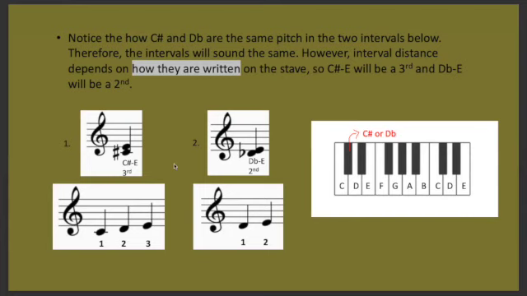However, interval distance depends on how they are written on the stave. So C sharp to E will be a third because, again, we can get rid of all the accidentals and write out C to E with all the notes in between, and that would be a third. And in the second example, if we write out D to E, ignoring the accidentals, we get a second because there are 2 notes in total.